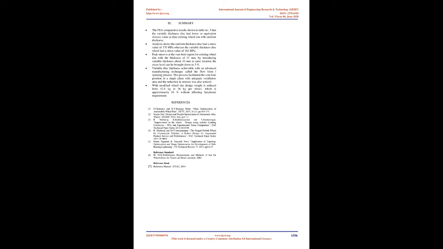Peak stresses at the vent hole region for the existing wheel rim with a thickness of 11 mm. By introducing variable thickness of about 10 mm at the same location, the stress level can be brought down by 5%. Variable disc thickness is achievable with an advanced manufacturing technique called the flow form/spinning process. This process facilitated the vent hole position in a single plane with adequate ventilation area, and the reduction in stresses was also noticed. With the modified wheel rim design, weight is reduced from 42.4 kg to 36 kg per wheel, which is approximately 16% without affecting functional requirements.